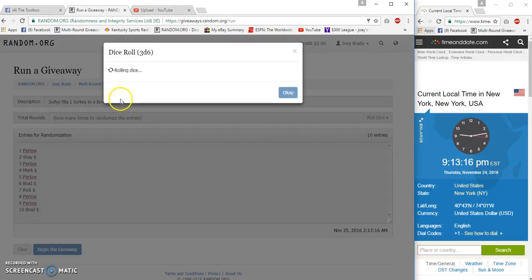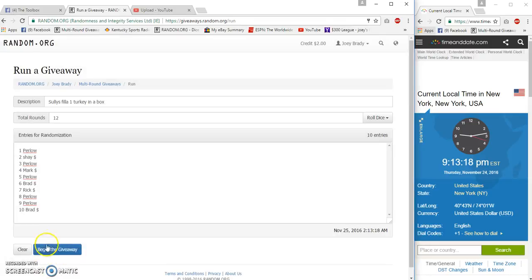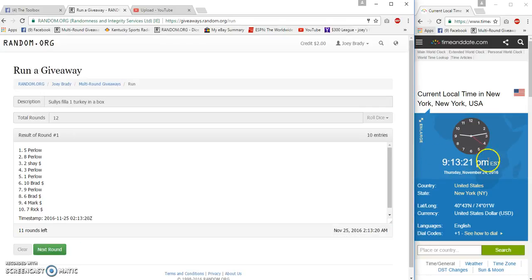Three dice. Oh, yeah. 12 full times. Top two. 13:20, 13:20. Five and a six and a seven and an eight and a nine and a 10. And after 11, we got PP and Rick on top and PP on the bottom.